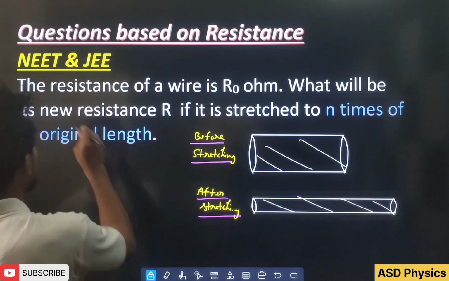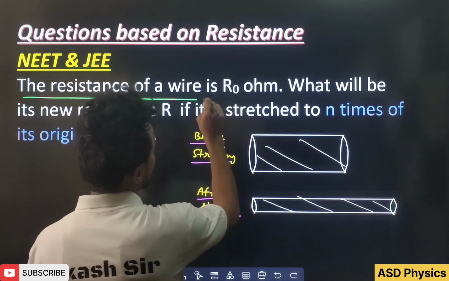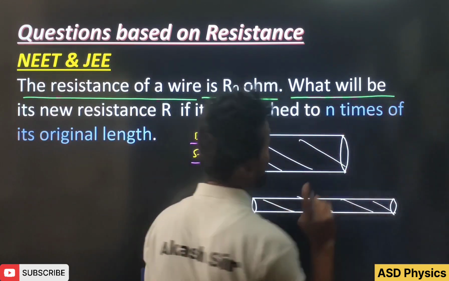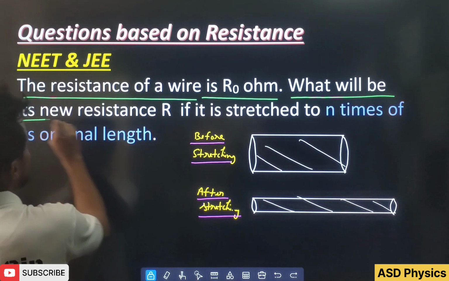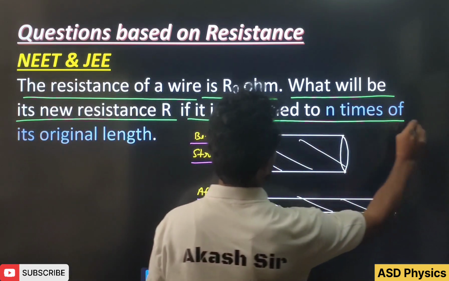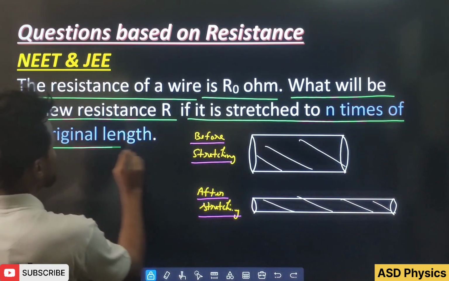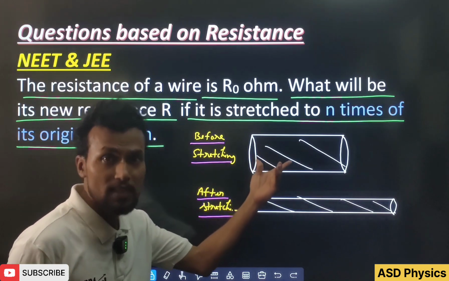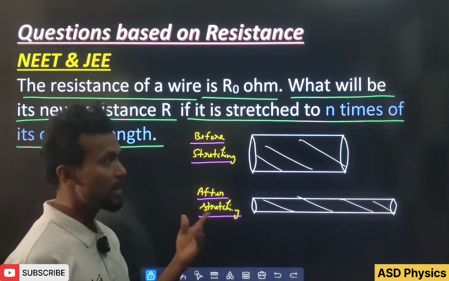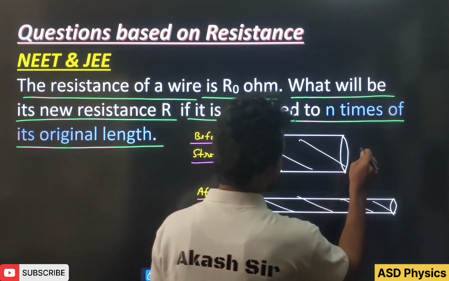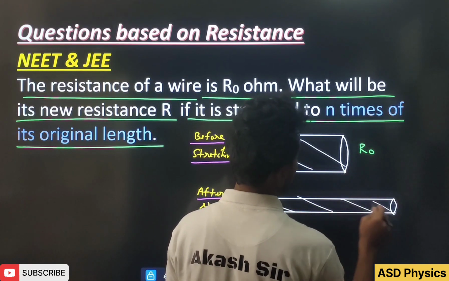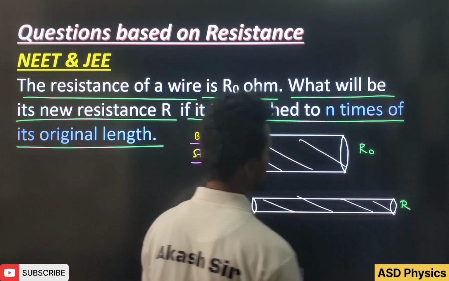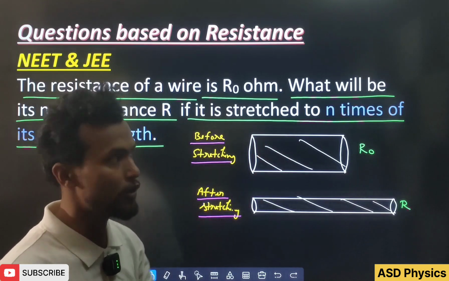So here you can see the question: the resistance of a wire is R0 ohm. What will be its new resistance R if it is stretched to n times its original length? Okay, so here we have taken two situations, the wire before the stretching and the wire after the stretching. Before the stretching, the resistance of the wire is R0, and after the stretching, the resistance of the wire is R according to the question.